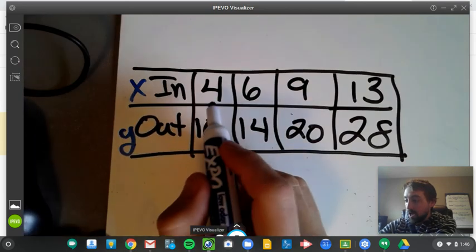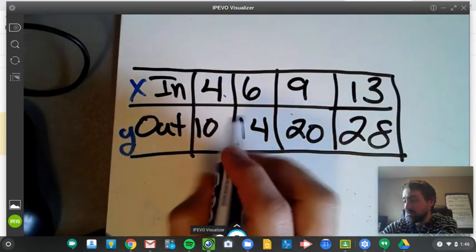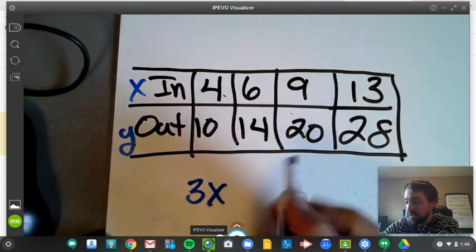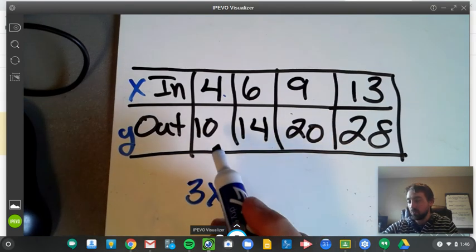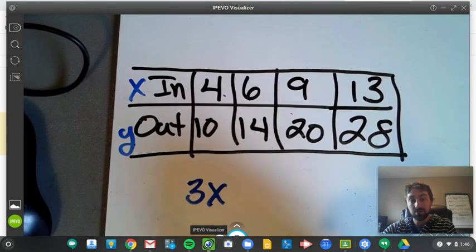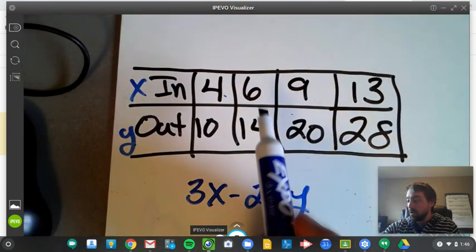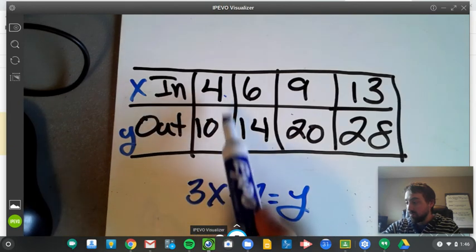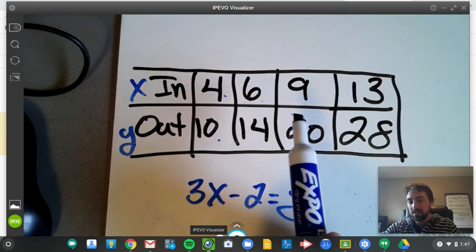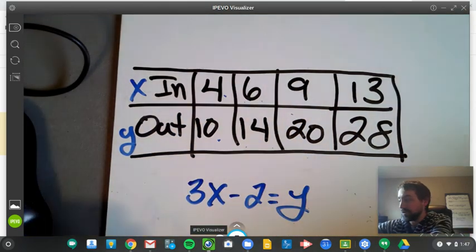So a number that we could try here is 4 times, let's say, 3. So 3 times x, so 3 times the input would give us 4, 8, 12. So it would be 12, and then to get to 10, we would have to subtract 2. That might give us it. So let's try it. 3 times 4 is 12, minus 2 is 10. Works for that one. 3 times 6 is 18, minus 2 is 16. So this rule doesn't work. Let's try it the other way.